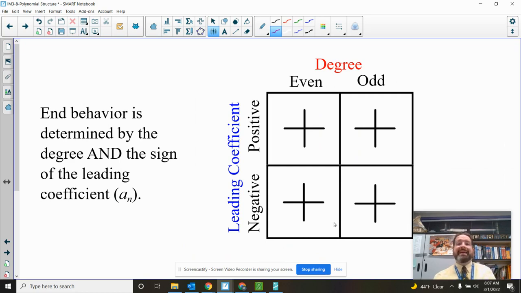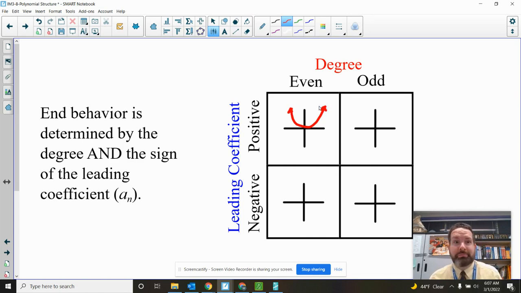Turns out that for every even degree and for every positive leading coefficient, you're going to get a graph that looks something like this, essentially a parabola. The higher your degree, the more square-shaped your parabola becomes, but the end behavior won't change. You're going to rise to the left, you're going to rise to the right.